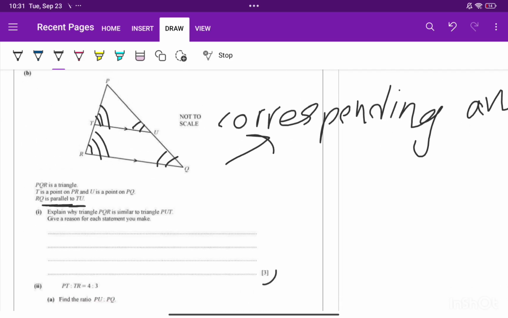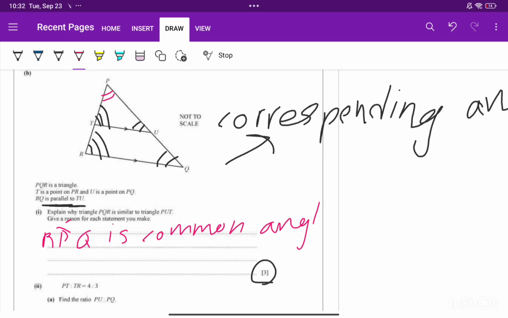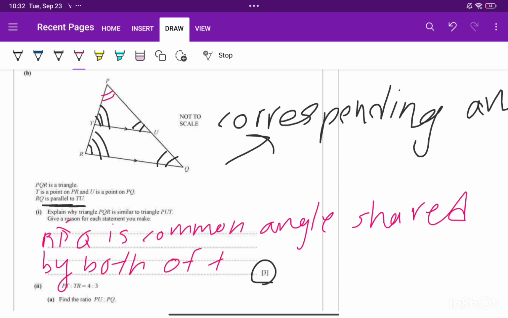So this is 3 marks. We have to give one more point. We can make this point at QPR. Let me change the color. So this angle QPR is a common angle shared by both of the triangles.